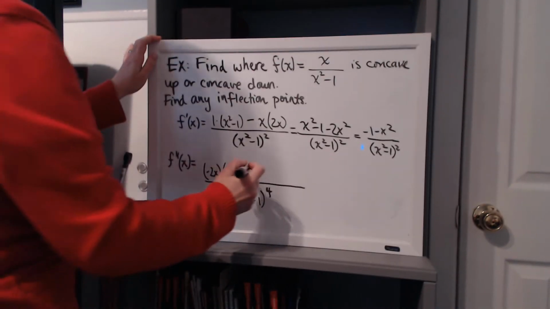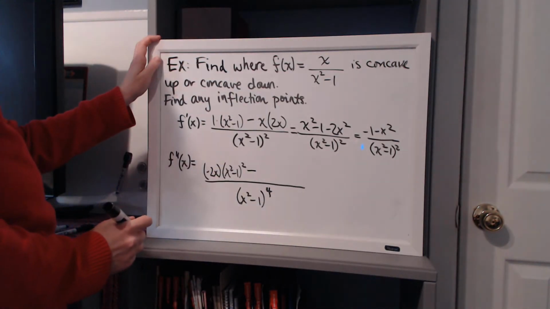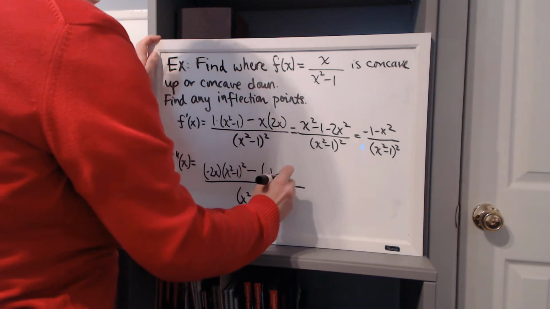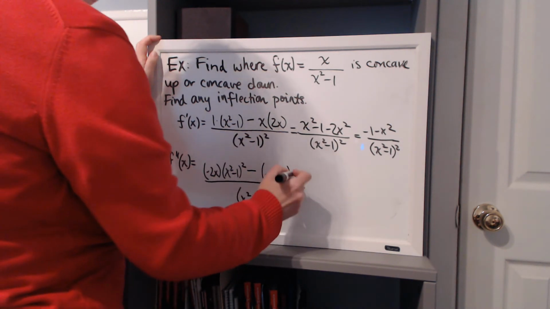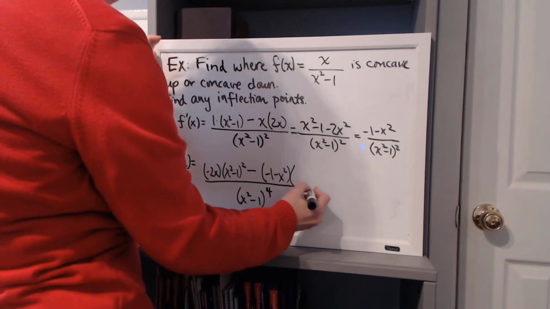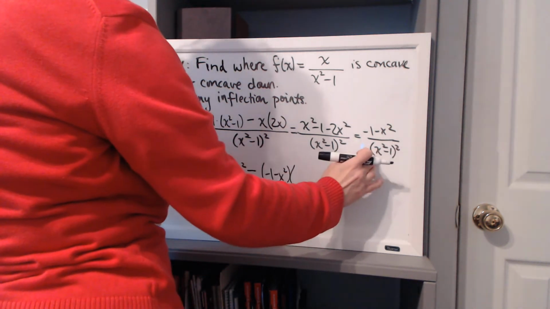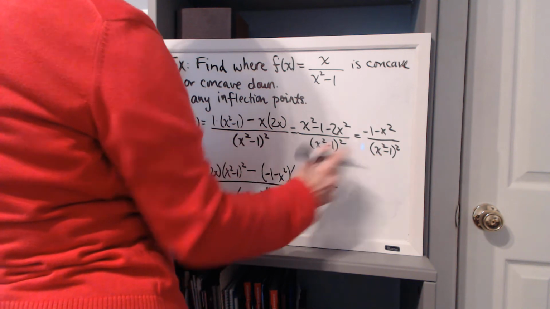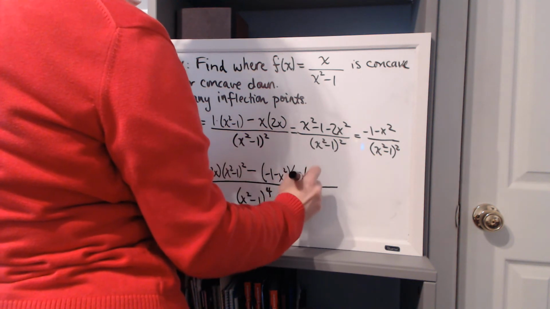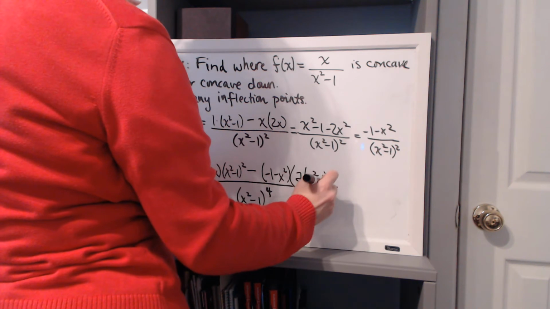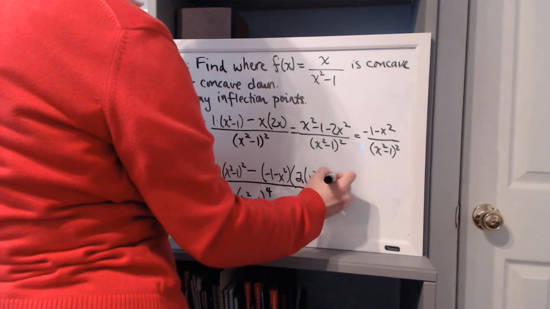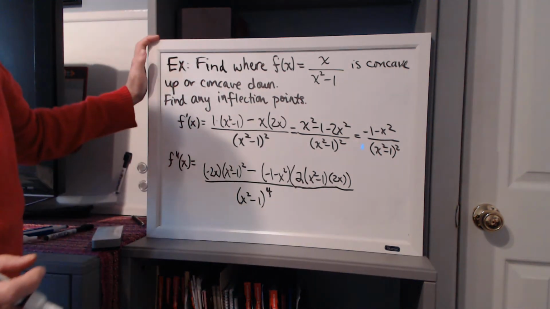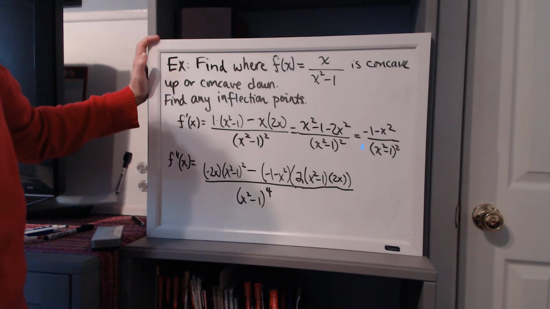That was our original denominator, minus the numerator, so negative 1 minus x squared, times the derivative of the denominator, and for this we're going to use the chain rule because we have x squared minus 1 quantity squared, so we're going to get 2 times x squared minus 1 to the 1st power, and then we multiply by 2x. And there is our second derivative.